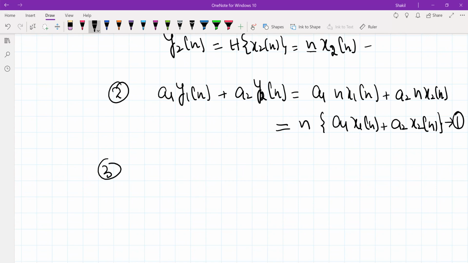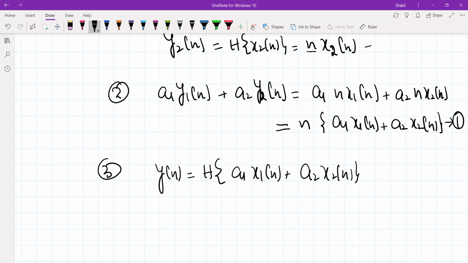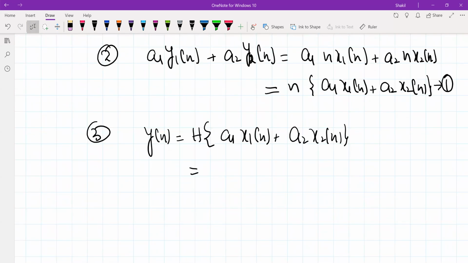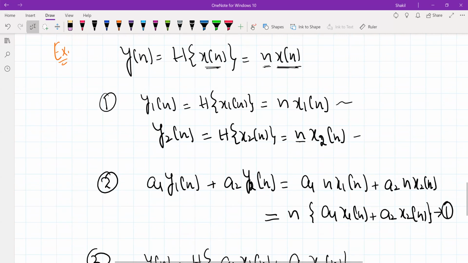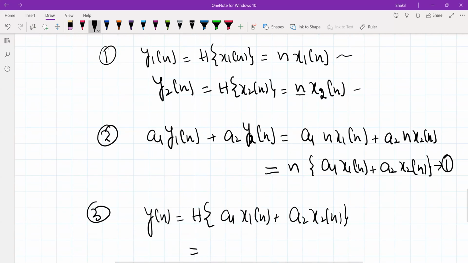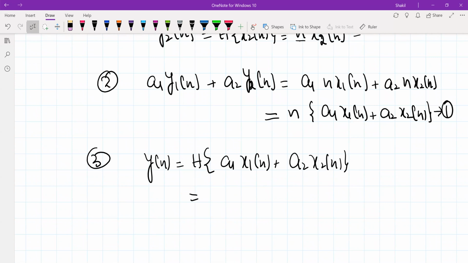Now step third, what we do in step third, we apply the input to the system. So input to the system now is a1 x1 of n plus a2 x2 of n, means weighted sum of inputs. We apply the weighted sum of inputs to this system and see what's the output. Now what is the system doing? Simply it's multiplying the input by n. So when the input is now this weighted sum, it will multiply this input by n. Whatever is the input, it's multiplying this input by this time instant value.